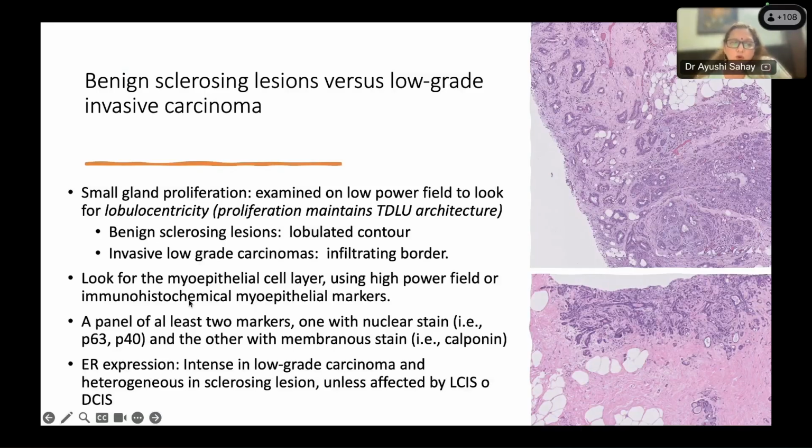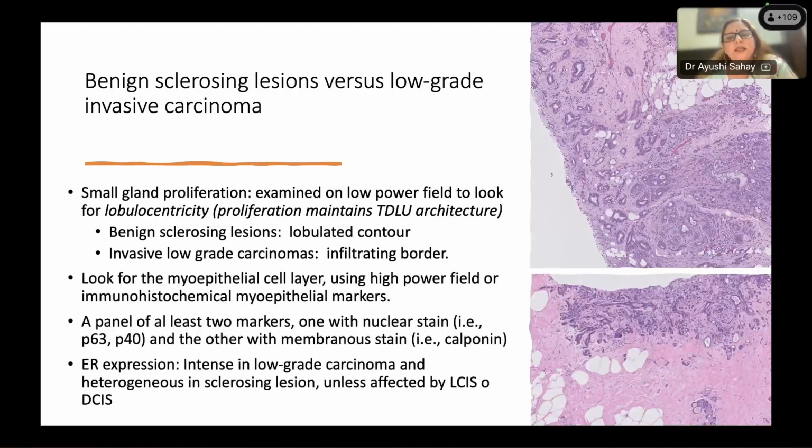You have to look for the myoepithelial cell layer using high power field, and if required, of course, you need IHC for myoepithelial markers. When you use myoepithelial markers, use at least two markers, one nuclear and one membranous staining. You can use calponin, SMHC, even CD10, SMA, S100; multiple markers can stain for the myoepithelial cells. ER expression is important, as I said: intense and strong in low-grade carcinomas and heterogeneous in the sclerosing lesions. So this is an important differential.